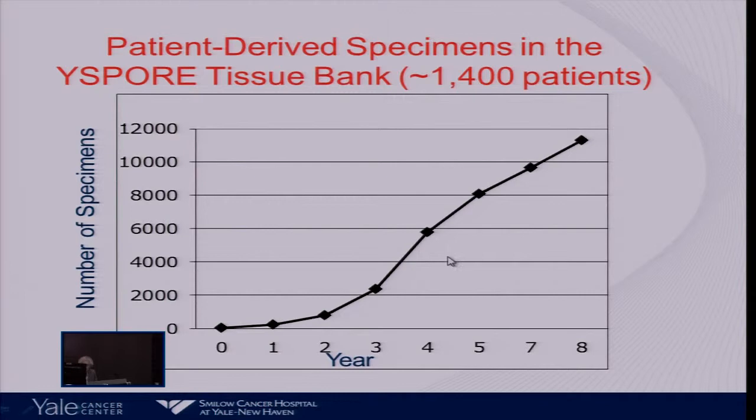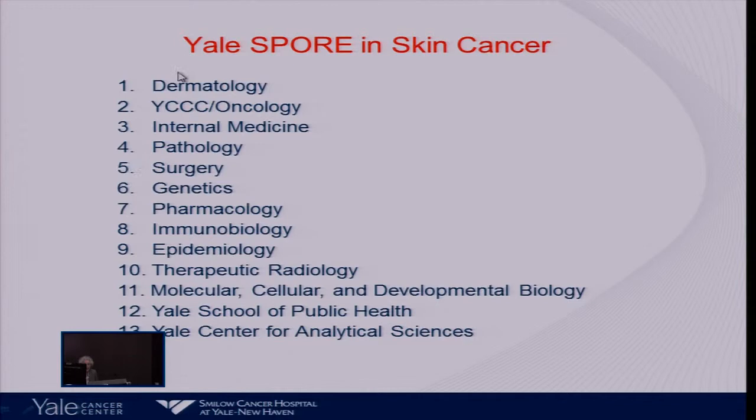Also, I should mention that I am in the dermatology department, but essentially the Yale SPORE is composed of 13 different departments. And we have the best of the best of Yale. Some of the investigators are chairman of, like we have the chairman of the pharmacology department, the chairman of the radiation therapy department, part of the SPORE.